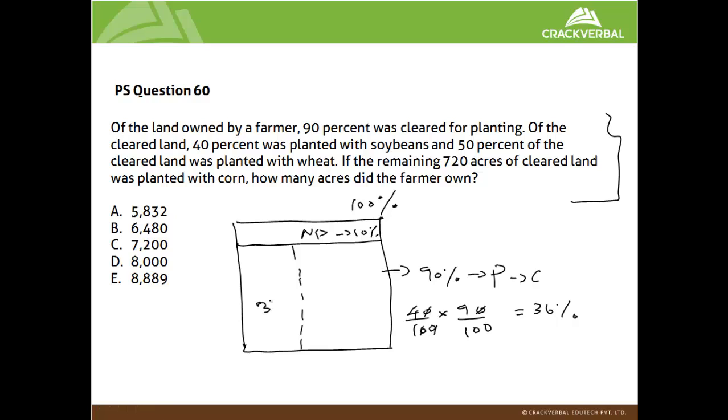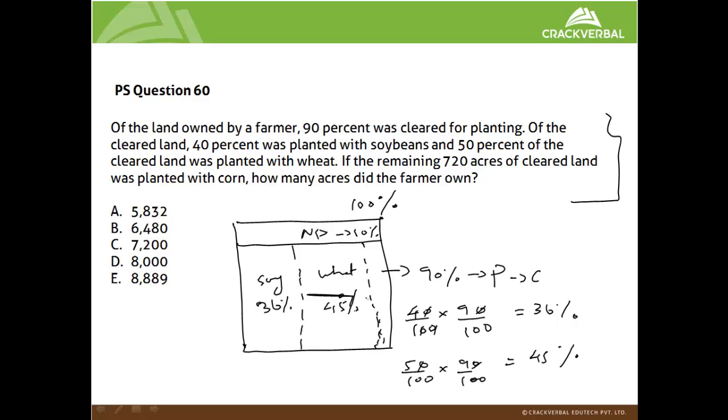So here 36%. And 50% of the cleared land was planted with wheat. So 50% of the cleared land, which is 90%, so 50% of the 90%. Again, this is going to give us 9 fives are 45%. So 45% of the land is planted with wheat, 45% with wheat.